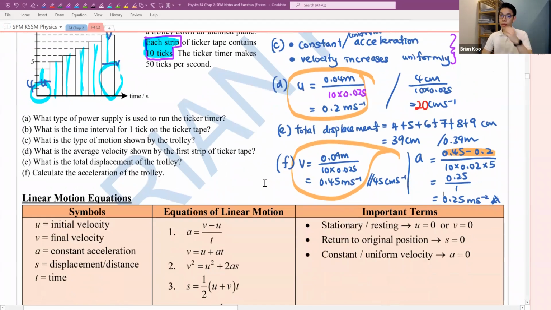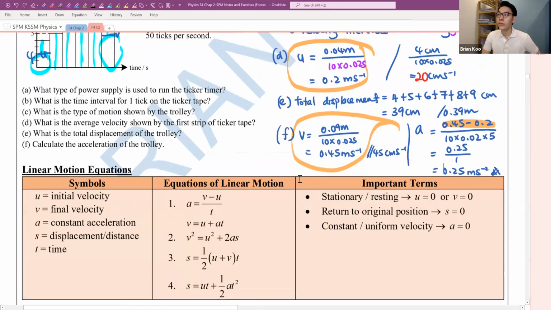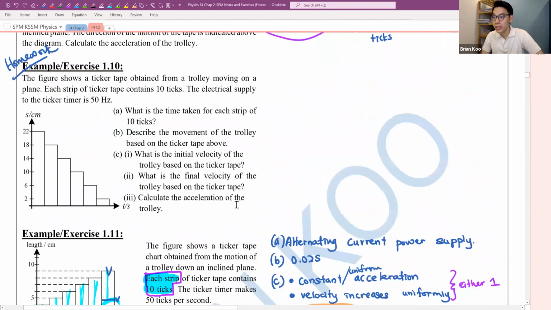Okay, then can, no problem. So the homework one, you try yourself.